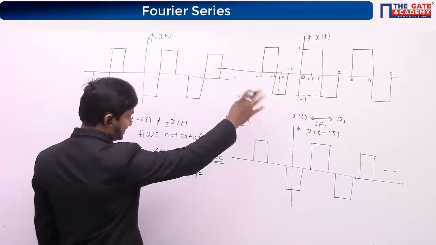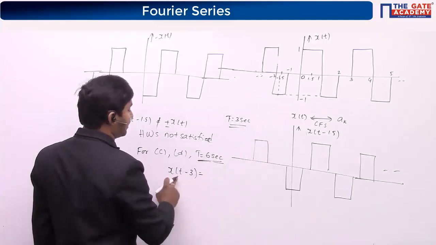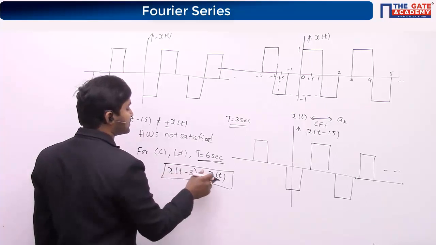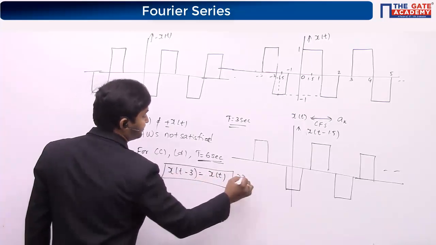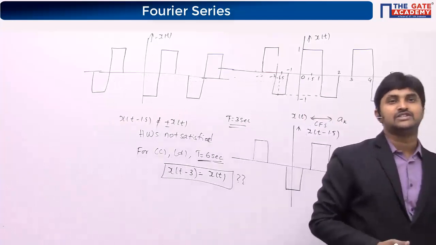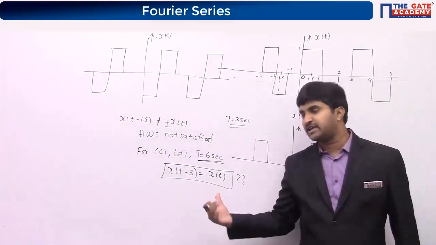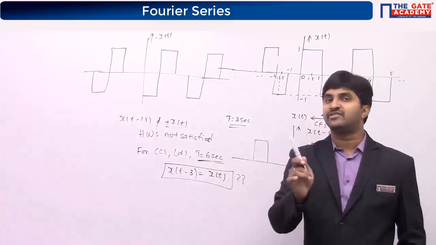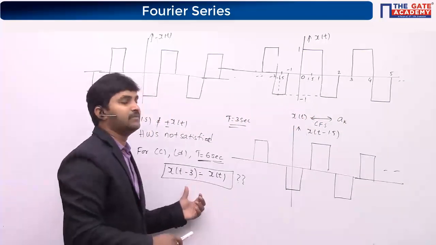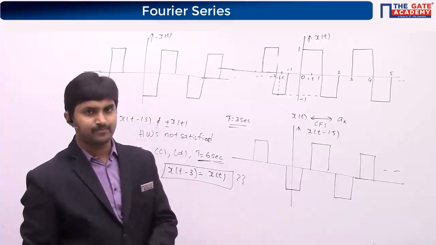Without testing anything, I can say x of t minus 3 will be equal to x of t. I can directly say x of t minus 3 is equal to x of t. Why? Can anyone tell me why? 3 is nothing but the time period of the function, right? So whenever you are shifting the signal by its time period, it will be equal to the same thing.